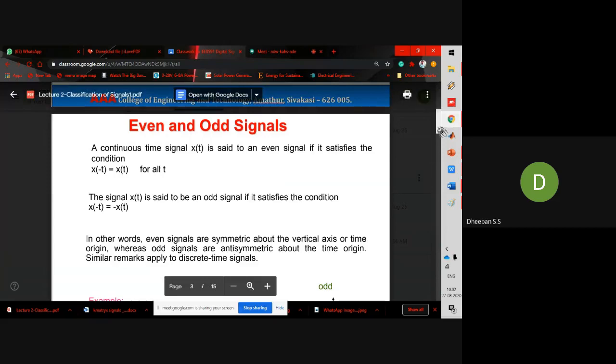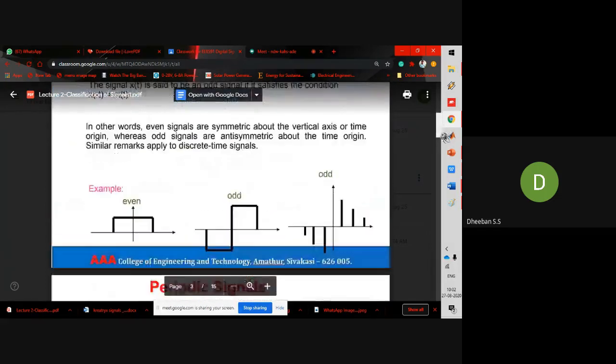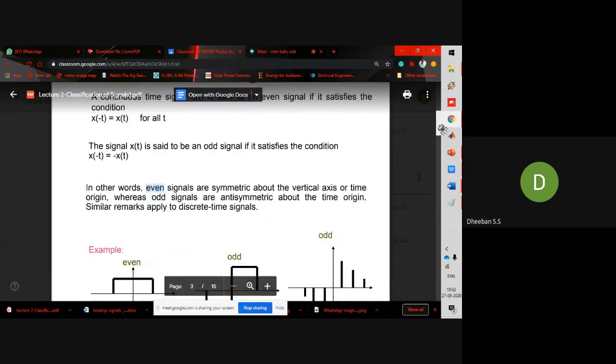These things I will be explaining in the next class with the examples clearly. Now you just have to know that for the even signal, when you substitute with minus t, you have to get the same function. Then here they have given an example, represented in another format.